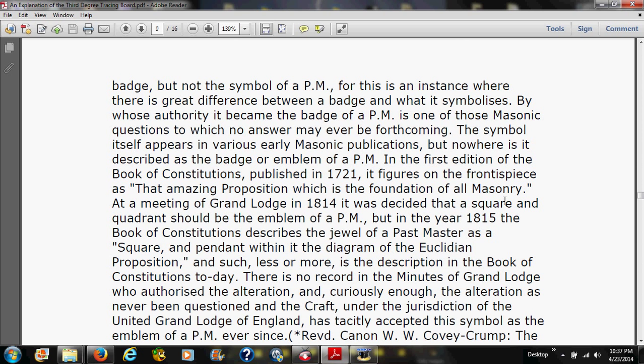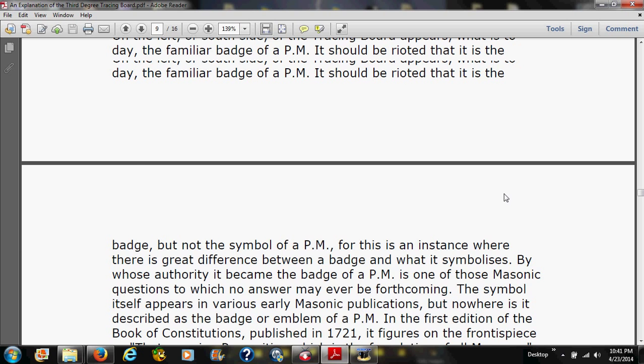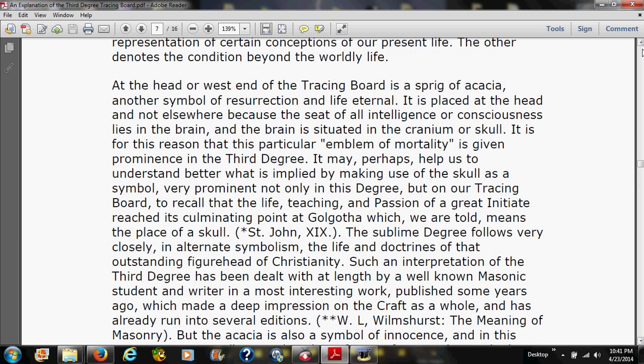The symbol itself appears in various early Masonic publications, but nowhere is it described as the badge or emblem of a past master. In the first edition of the Book of Constitutions, published in 1721, it figures on the frontispiece as that amazing proposition which is the foundation of all Masonry. And at a meeting of the Grand Lodge in 1814, it was decided that a square and quadrant should be the emblem of a past master. But in the year 1815, the Book of Constitutions describes the jewel of a past master as a square and pendant within it, the diagram of the Euclidean proposition, which is that diagram which is right up here on the tracing board.